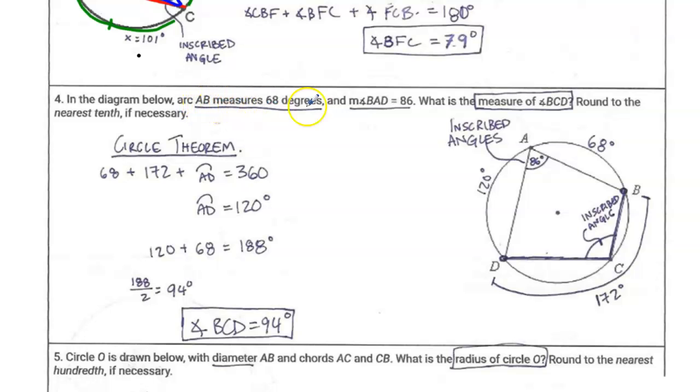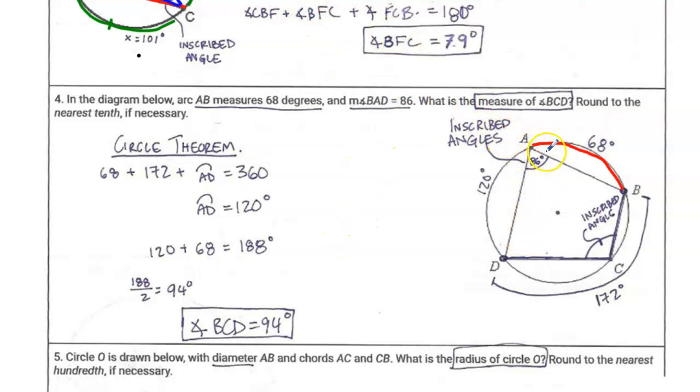It says arc AB measures 68 degrees. So from here to here, that's 68 degrees. I want you to notice there's no one angle that intersects just that arc. For example, if I was dealing with angle ADC, that has 68 degrees in it, but it also has this arc, which I do not know. So I'm not able to use that right away. It also tells us that angle BAD is 86 degrees. That's going to be super important.